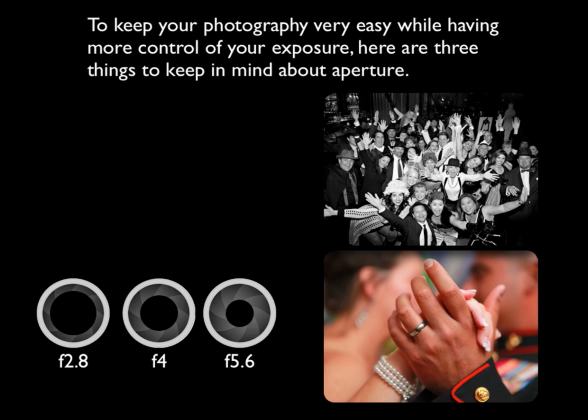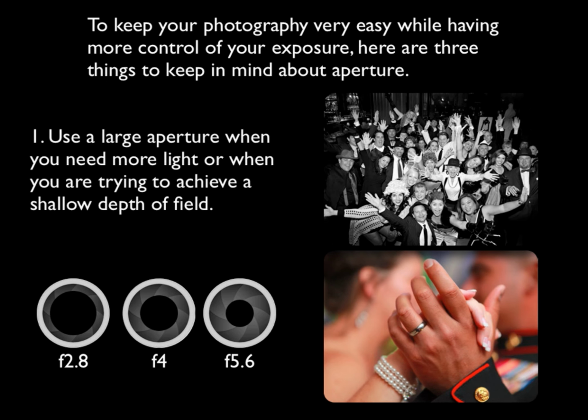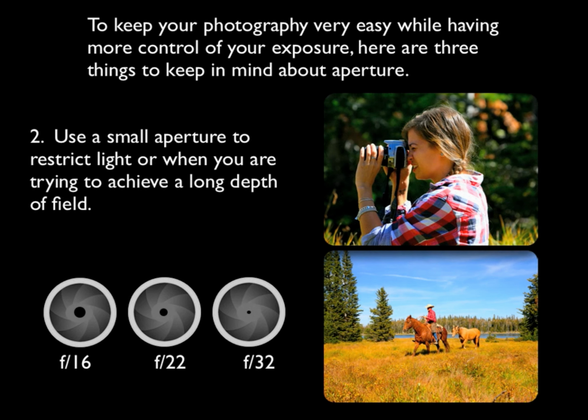To keep your photography very easy while having more control of your exposure, here are 3 things to keep in mind about aperture. Number 1. Use a large aperture when you need more light or when you're trying to achieve a shallow depth of field. Number 2. Use a small aperture to restrict light or when you are trying to achieve a long depth of field.